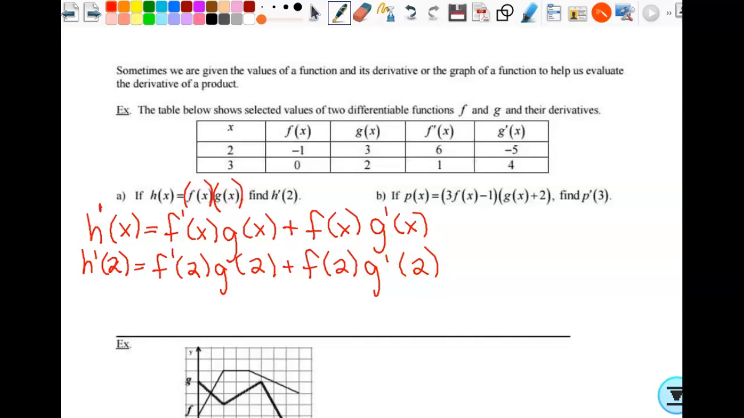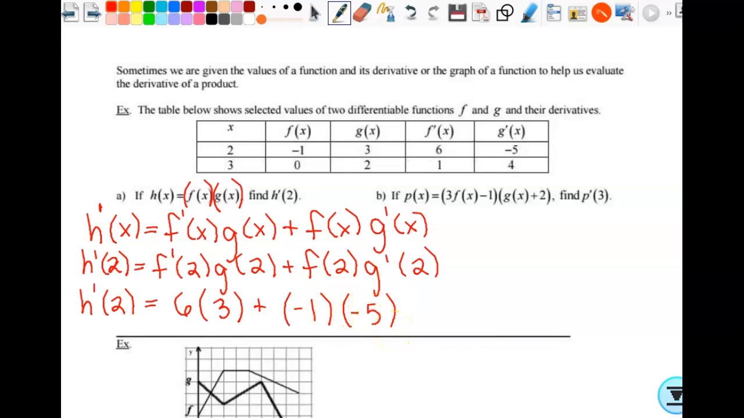And now I just pull these values from the table, guys. So f prime of 2, given in this table, is 6. g of 2 is 3, plus f of 2 is negative 1, and g prime of 2 is negative 5.